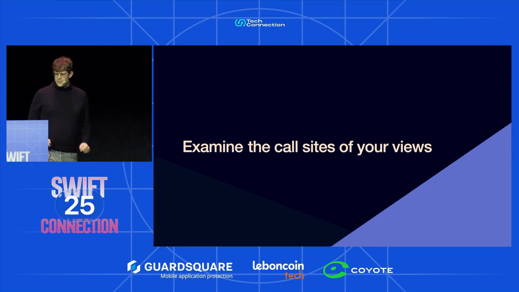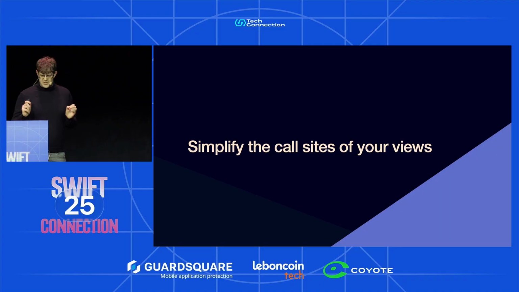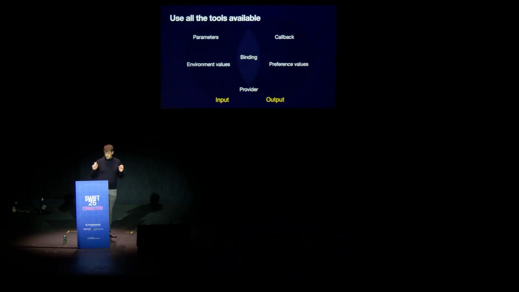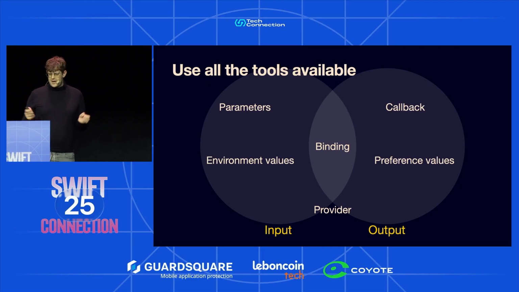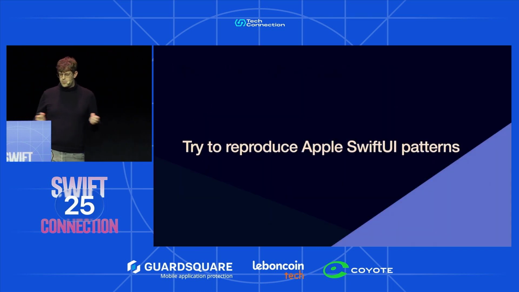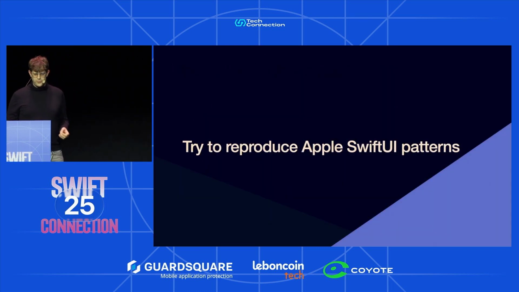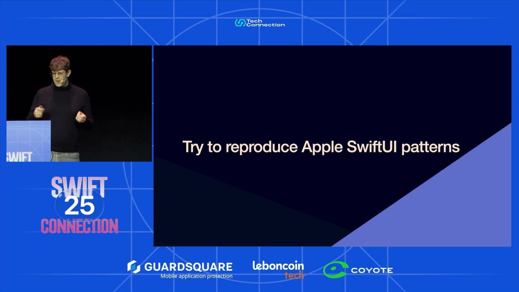So my advice: you should examine the call sites of the view and try to simplify them as much as possible. Have a look at all the tools available with SwiftUI. Parameters and callbacks are just the small part of the iceberg, but go with environment, preference and binding provider to simplify inputs and outputs. And most important of all, try to reproduce what you have seen from Apple SwiftUI patterns.